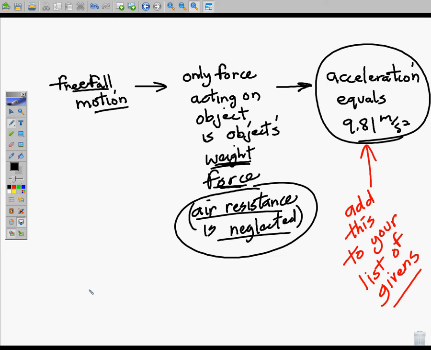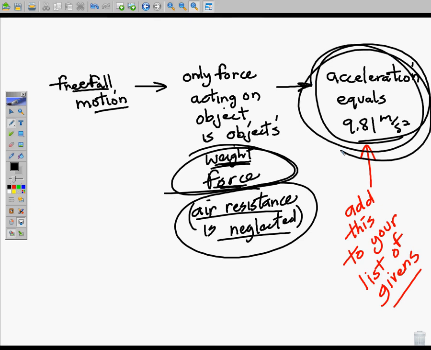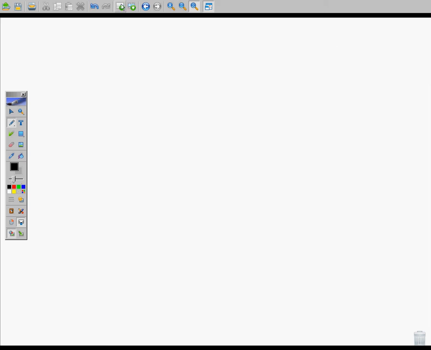All right. So as I was saying, the reality of the situation: if you're falling through the air, your acceleration would actually be decreasing to 0 until you reach the terminal velocity. But we're going to simplify these problems. We're going to model them in such a way to say the only force acting on the objects is the weight force, and therefore it's going to be accelerating at 9.81 meters per second squared all the way down. So to solve these problems, you simply add this to your list of givens. Let's take a look at a sample problem.